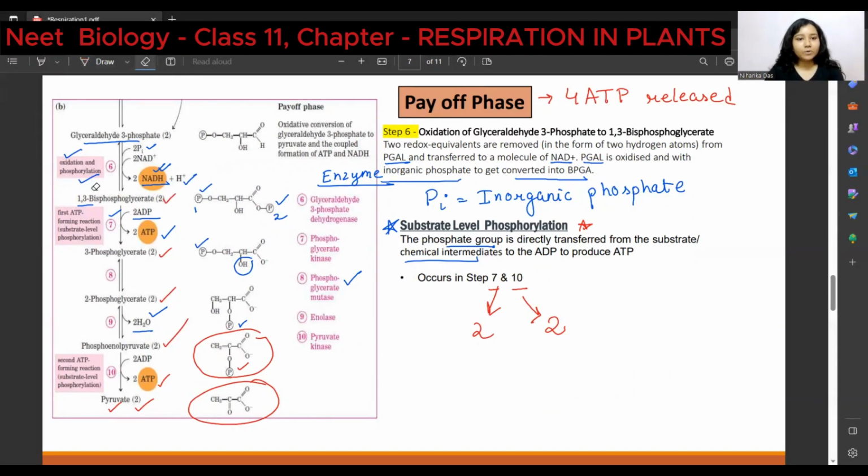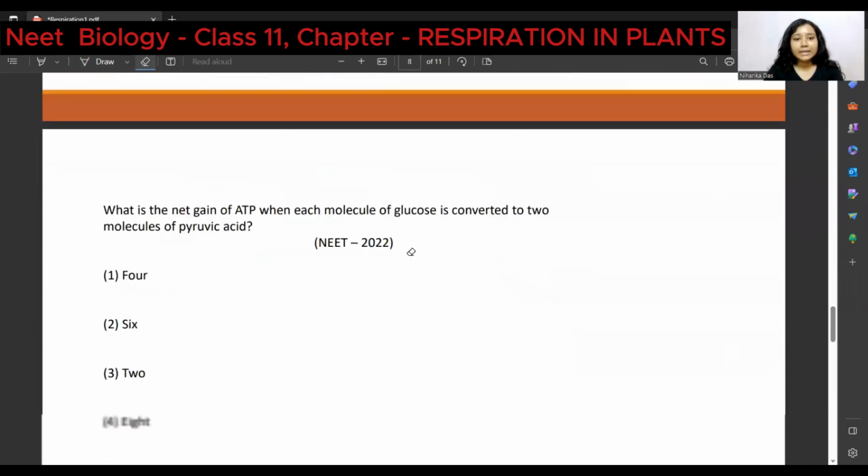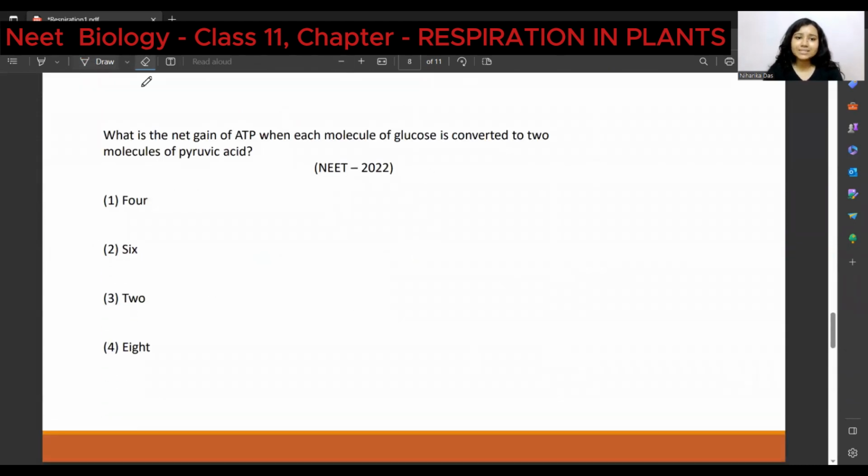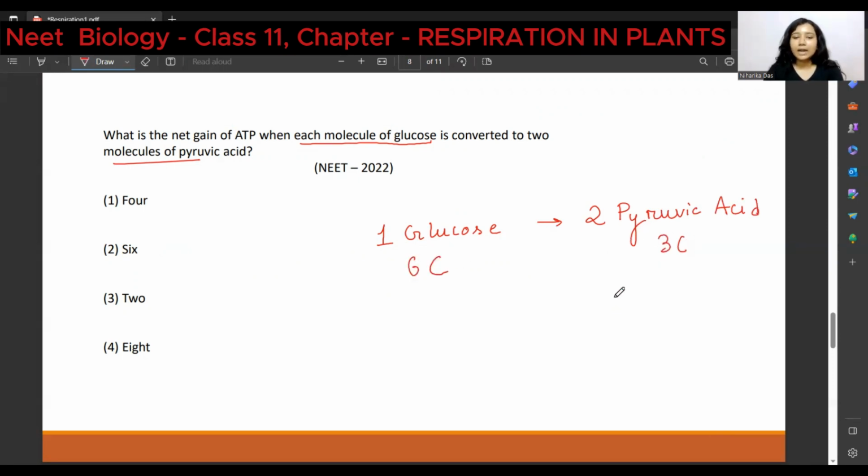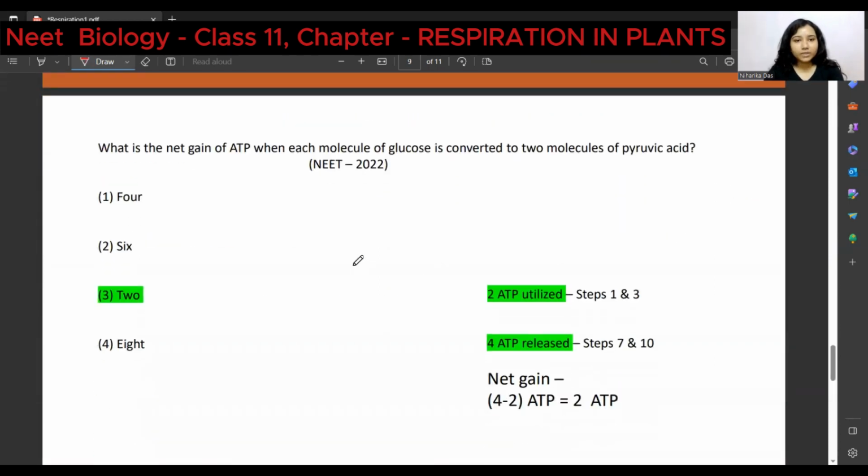Okay, class. I hope all of you have understood it. Now I have a question. What is the net gain of ATP when each molecule of glucose is converted into 2 molecules of pyruvic acid? We can see that one glucose molecule is forming 2 molecules of pyruvic acid, or pyruvate, as I told you. It is a 6 carbon, and we can see two 3-carbon molecules forming. So how many ATP? All right, let me help you in solving.